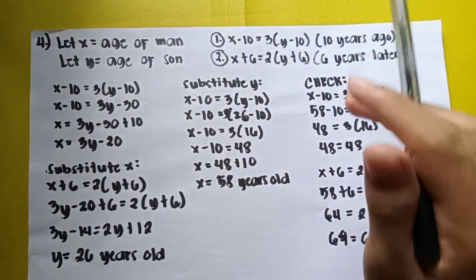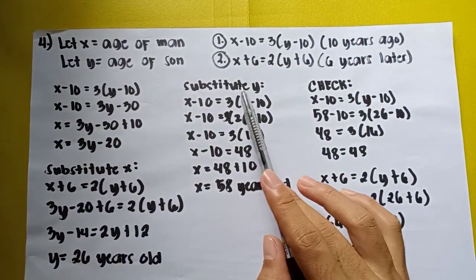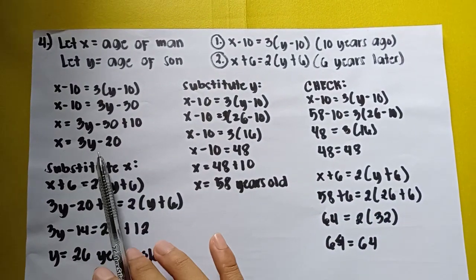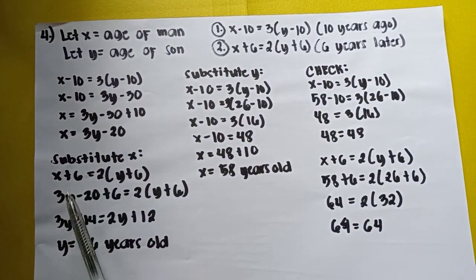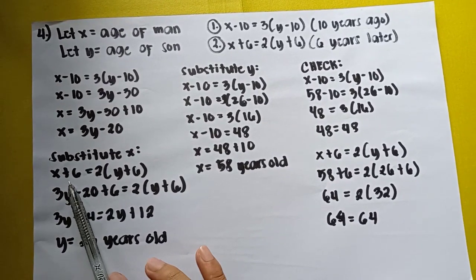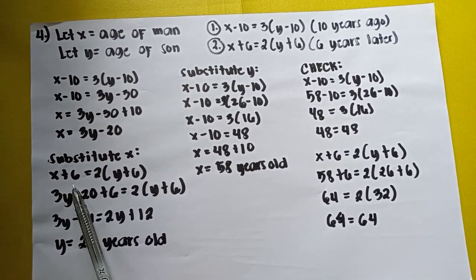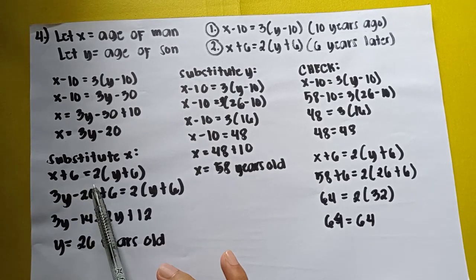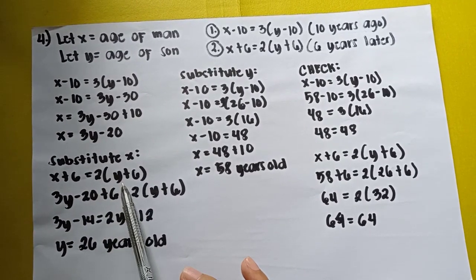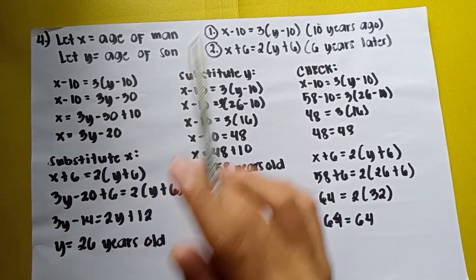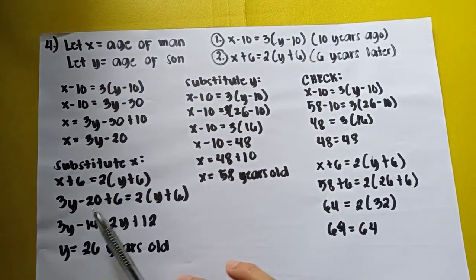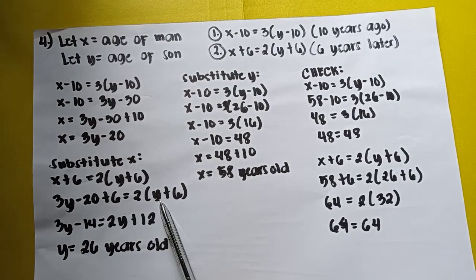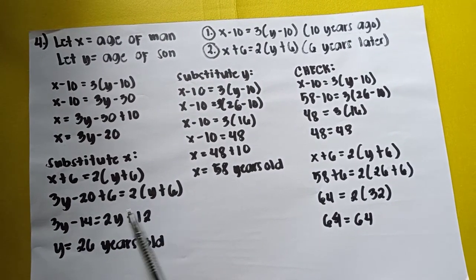Then we will substitute 3y minus 20 for x in the equation. x plus 6 equals 2 times y plus 6. So the value of our x is 3y minus 20 plus 6 equals 2 times y plus 6.